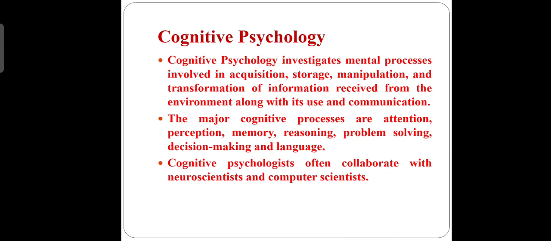And cognitive psychologists often collaborate with neuroscientists and computer scientists. The nervous system is the basis for our ability to perceive, adapt to and interact with the world around us. And cognitive neuroscience is the field of study linking the brain and other aspects of the nervous system. Yes, and especially the brain and nervous system are important for our cognitive activities.